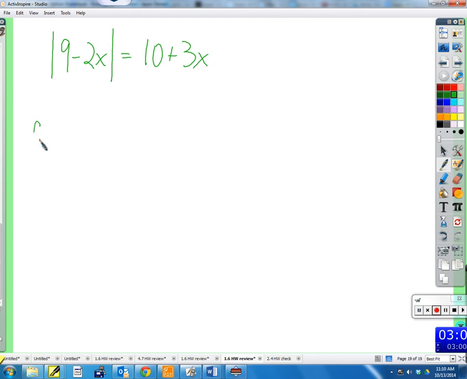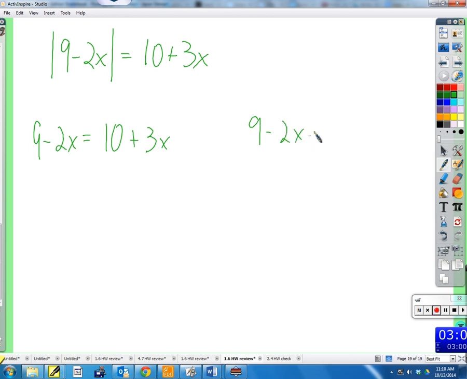I think this part is pretty obvious. 9 minus 2x could be equal to the exact same thing as 10 plus 3x, right? Yes. If this comes out to be 7, and this comes out to be 7, the absolute value of 7 is 7, right? But if this comes out to be 7, then this could come out to be negative 7. So these could be exactly the same. They could be exactly opposite of each other. So 9 minus 2x.